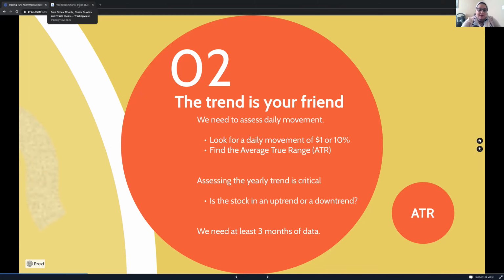So the average true range is a more accurate number to go with versus just what it did yesterday, right? Average true range is important because this is where we're going to make the money, right? We're going to not lose money, and now we want to make the money, so we want a good average true range.